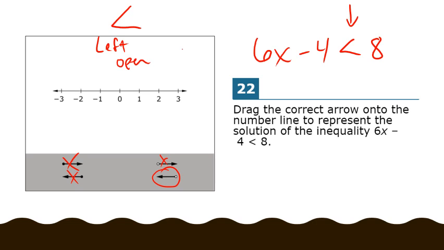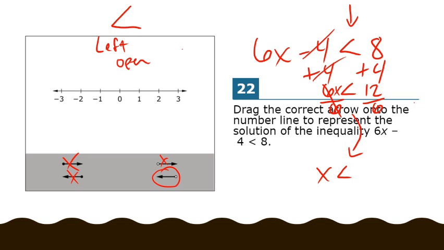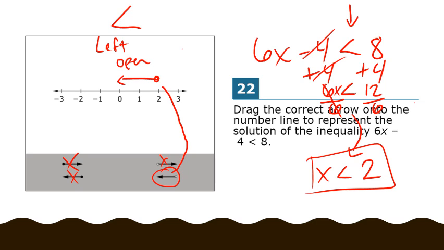In order to figure out that number, I'm going to solve this just like I solve a regular equation. I'm going to add 4 to both sides. The 4's cancel. I get 6x is less than 8 plus 4, which gives me 12. My last step is to divide both sides by 6, and I get x is less than 12 divided by 6, which gives me 2. So there's my answer. Now all I have to do is drag my arrow all the way over to 2, which would give me my final graph answer. So there is the work for number 22.